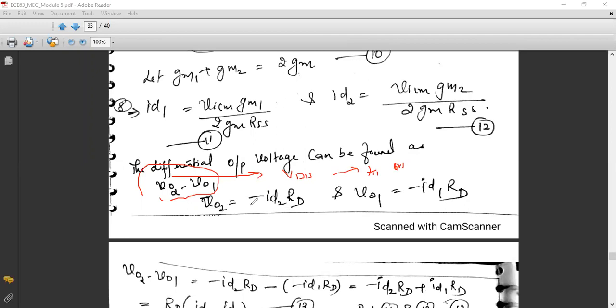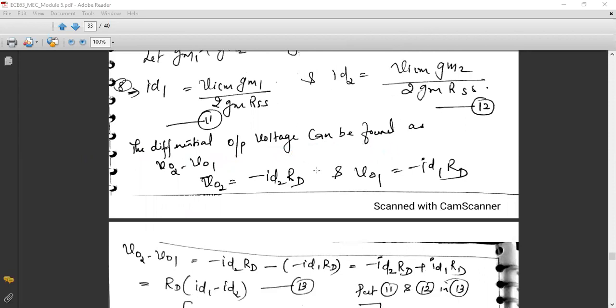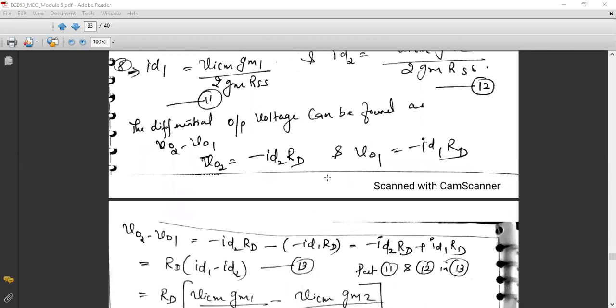So for Q2, it will become minus ID2RD. For Q1, it will become minus ID1RD. We have discarded the supply voltage. The supply voltage will not come into the picture in case of small signal analysis. That will be considered as ground. So after writing V02 and V01, take the difference between the two terms. So V02 minus V01.